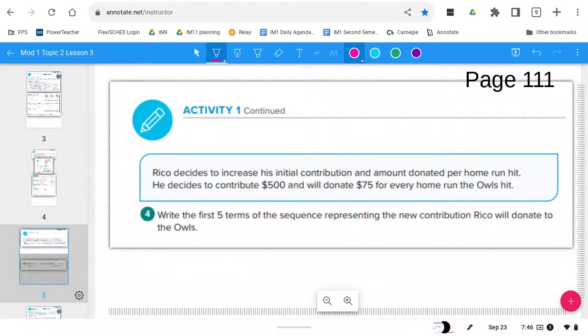Okay. Rico decides to increase his initial contribution and amount donated per home run. He decides to contribute $500 and will donate $75 for every home run the Owls hit. Write the first 5 terms of the sequence representing the new contribution. So now we're starting at $500 and we're going up by 75 for every home run. So we're going to do 500, 575, 650. Each time just adding $75. So the next one's $725 and then $800.